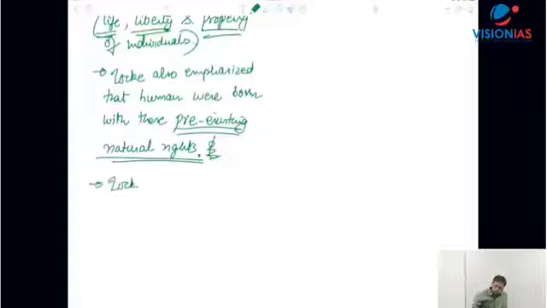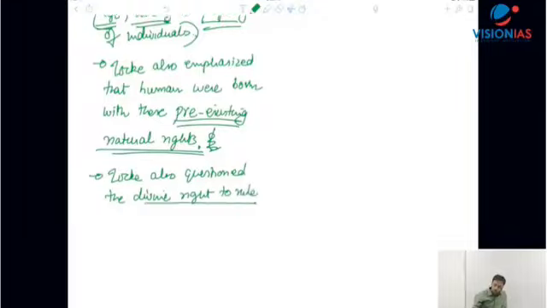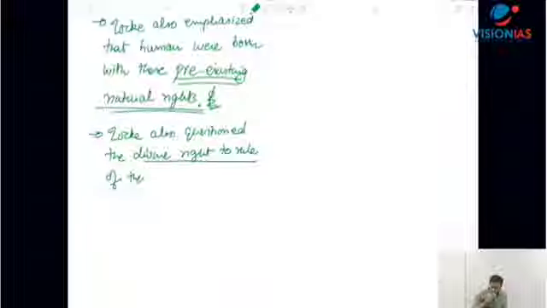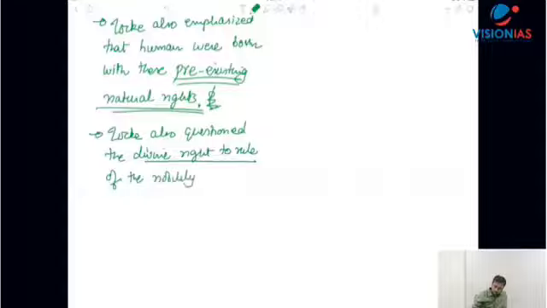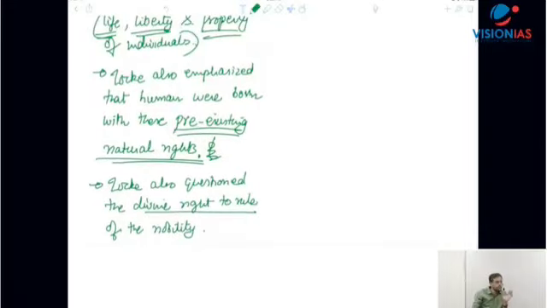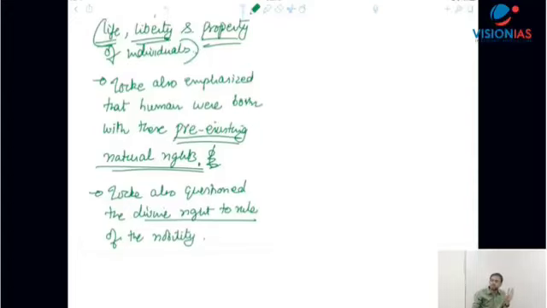Locke also questioned the divine right to rule of the nobility. Now, Locke is questioning the whole idea of divine right to rule. He's saying that the state is coming into existence, which is a voluntary union, primarily being formed to ensure that these three pre-existing rights are protected.